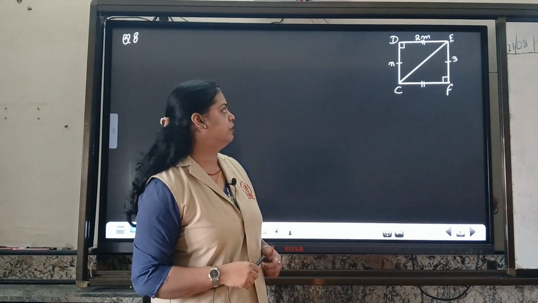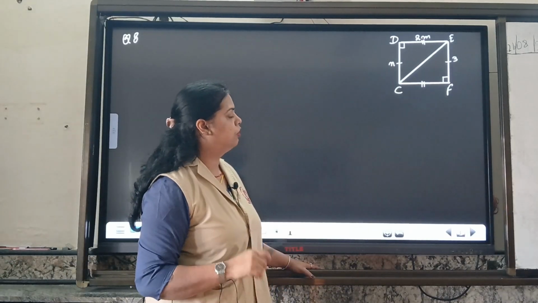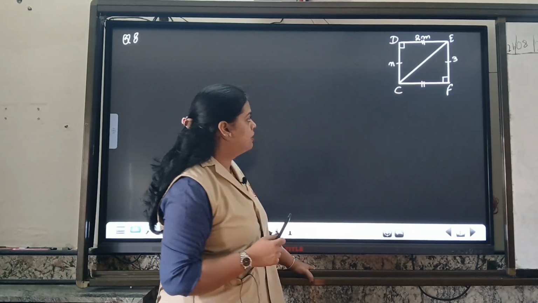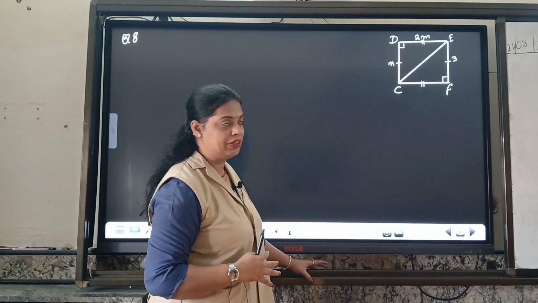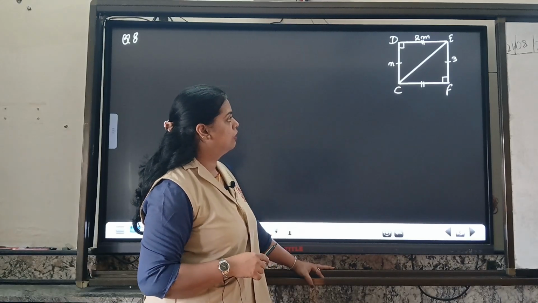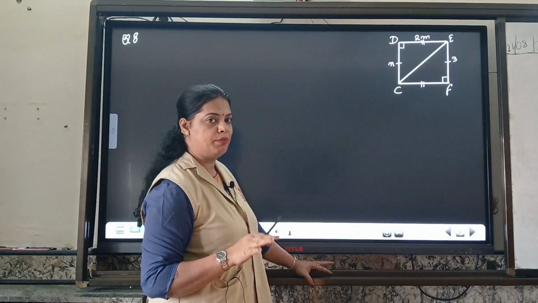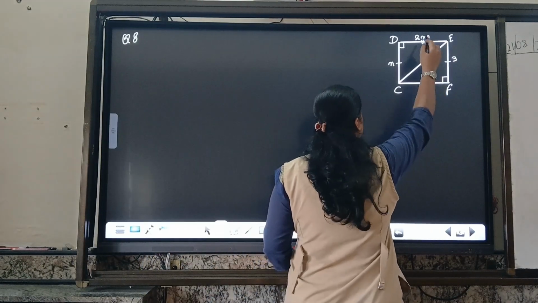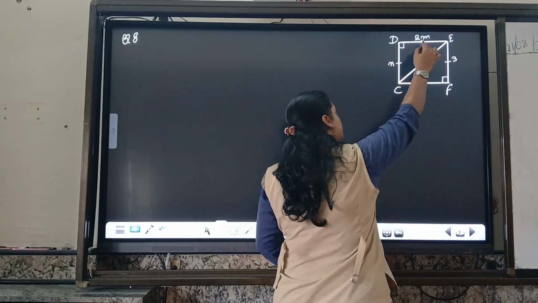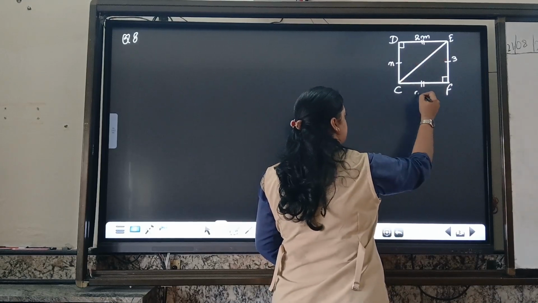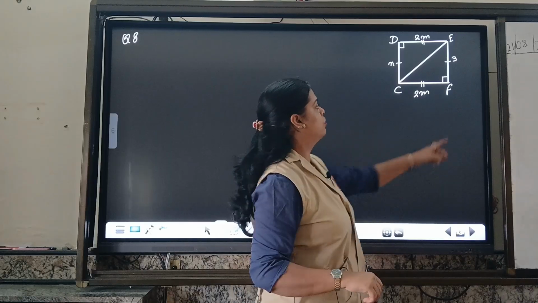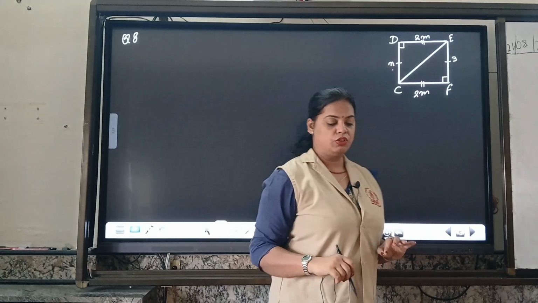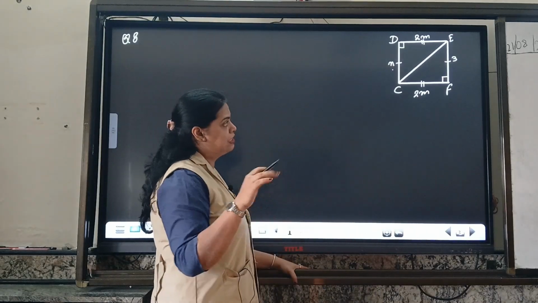Moving towards question number 8, we have to find the unknowns. These unknowns are m and n. But it is not mentioned what kind of figure is given to us. It is a rectangle. It looks like a square, but if we notice the strokes on the sides, a double stroke means the measure of DE and CF will remain the same, which is also 2m. And the single stroke on EF and DC shows that n is equal to 3. So the value of n we can find easily, and it is a rectangle.